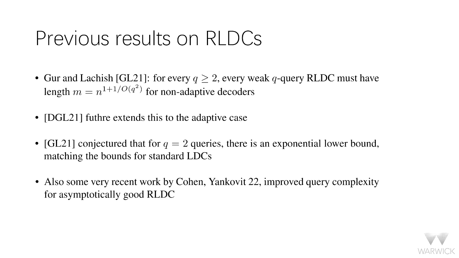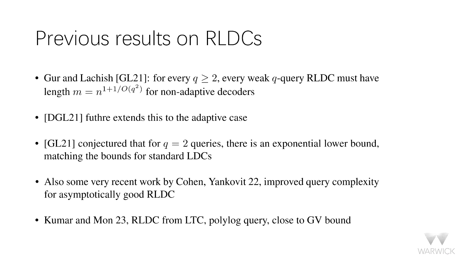Also, some recent work by Cohen and Yankovitz '22 improved the query complexity for asymptotically good ILDC. And also this year, Kumar and Mon construct ILDC using LTCs. The result has a polylog number of queries, and the construction is close to the GV bound.